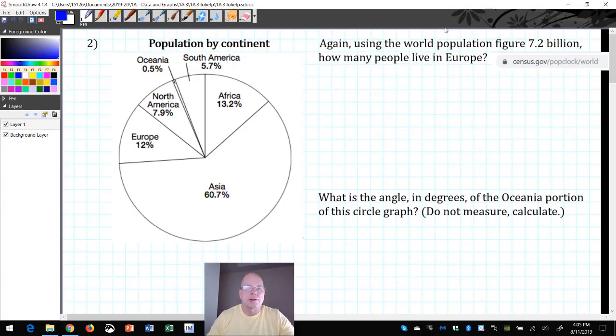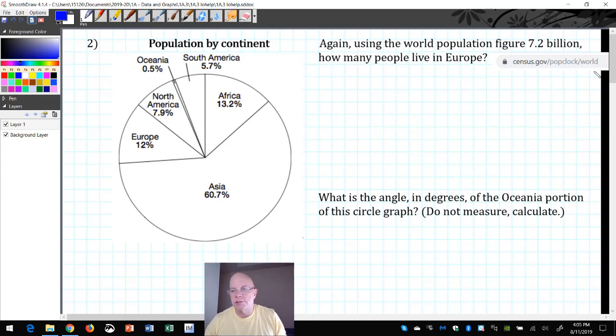Tonight's assignment is about circle graphs, but it's just as importantly about dealing with large numbers and understanding a bit of geometry about circles, but mostly dealing with large numbers and finding efficient ways to do computation when you're dealing with large numbers. We're going to do problem 2 together.